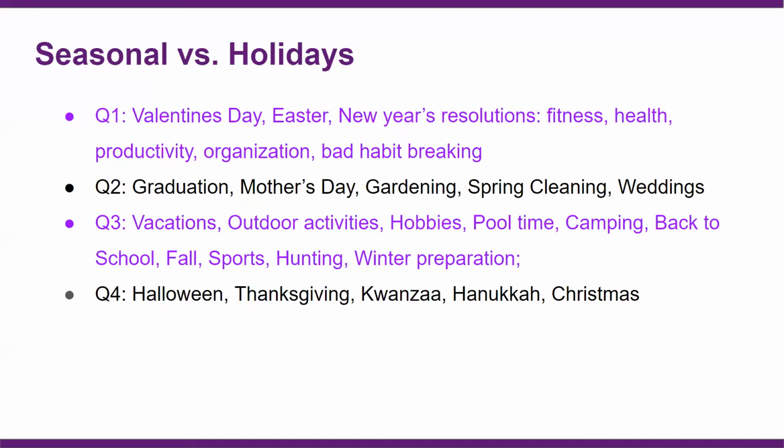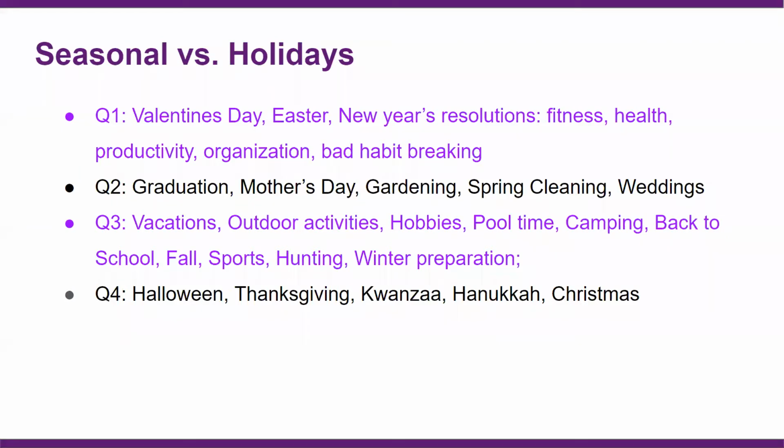Okay, Q3: July, August, September. People go on vacations, maybe not so much this year, but in general, people do summer vacations, outdoor activities, barbecuing, camping, hobbies, pool time, back to school, any kind of fall decorating, fall things, sports, hunting, winter preparation. And of course, we all know what Q4 is.